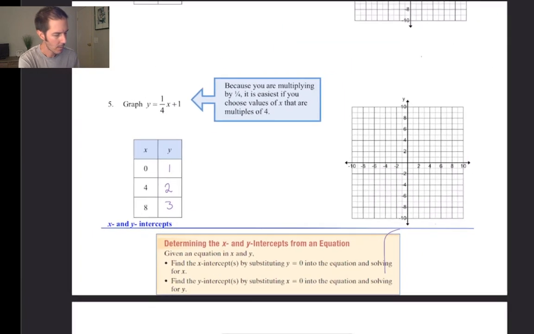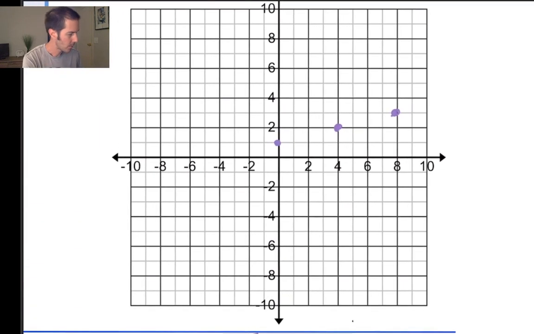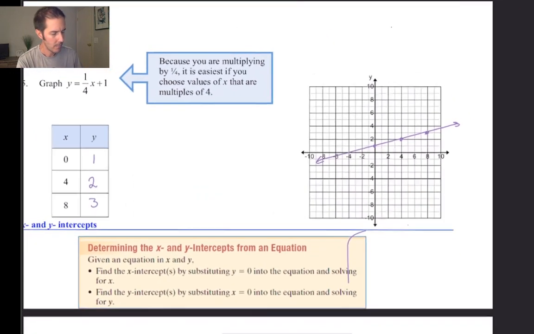And then we can come over onto the graph and plot these points: over 0, up 1; over 4, up 2; over 8, up 3. Those look like they're going to be all on the same line. And they're supposed to be. That was more accurate. Again, not perfect, but closer. So that is our line.